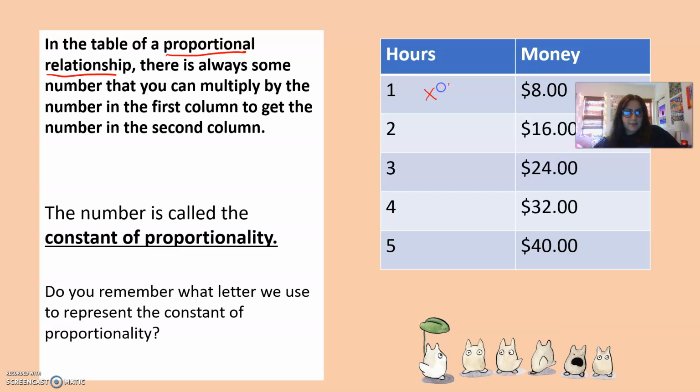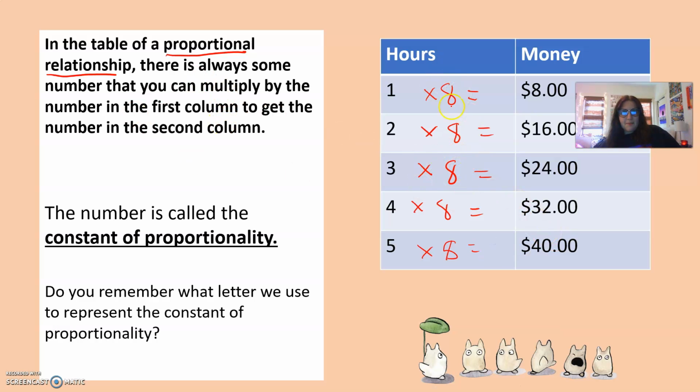So 1 times 8 equals 8. 2 times 8 equals 16. 3 times 8 equals 24. And 4 times 8 equals 32. And 5 times 8 equals 40.